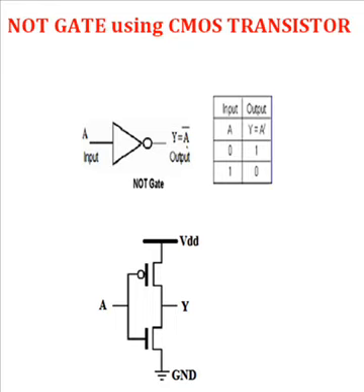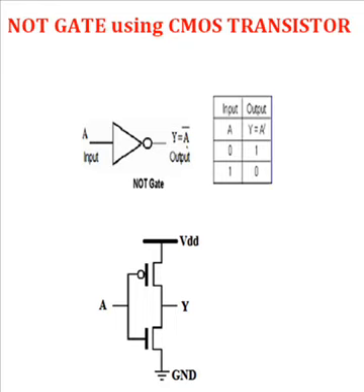Now we'll see how to design the inverter, or NOT gate, using CMOS logic design. CMOS logic design consists of a pull up network and a pull down network. This pull up network and pull down network pull the output to whatever value we have to obtain.